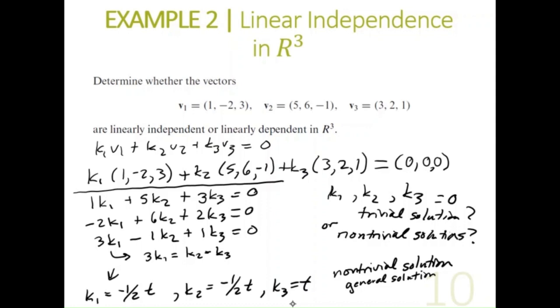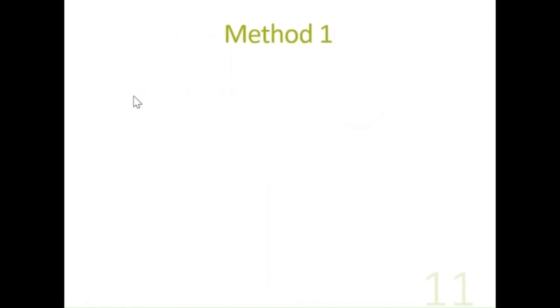The other thing is, don't forget that your systems are either going to have 0, 1, or infinitely many solutions. So don't forget about that either. All right, so that was method 1. So if you used back substitution, you left them as equations.